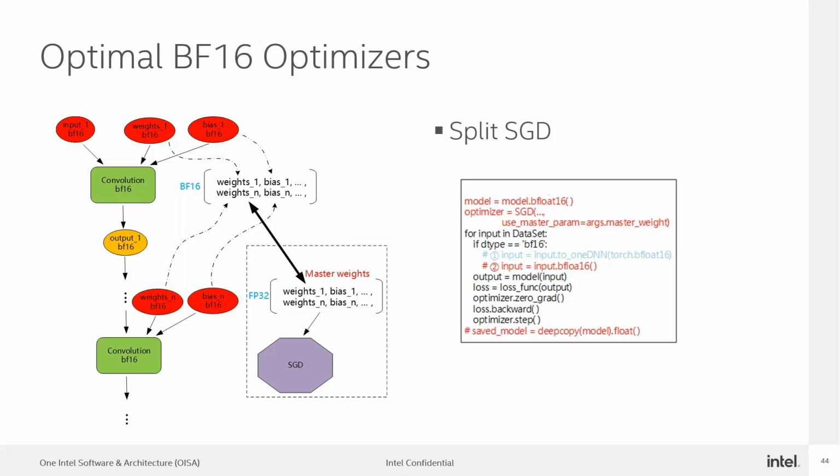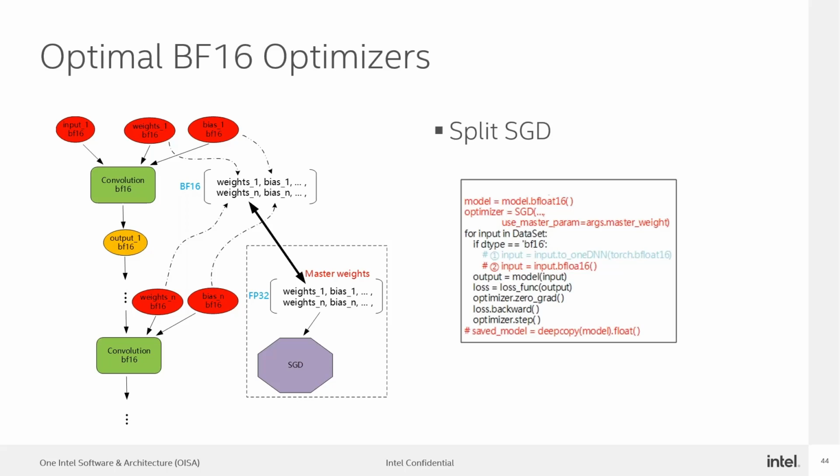For the training part, if we train with bfloat16, because it has lower precision, its performance is accelerated compared to FP32. But the problem that we have with bfloat16 is that, compared to FP32, the accuracy is lower, because it has fewer bits for the mantissa part of the float data, so the accuracy is relatively lower than FP32.